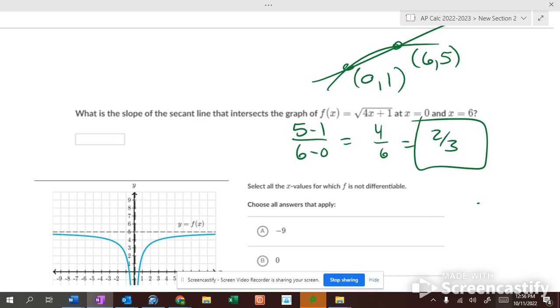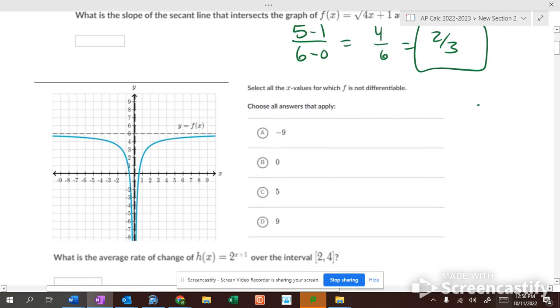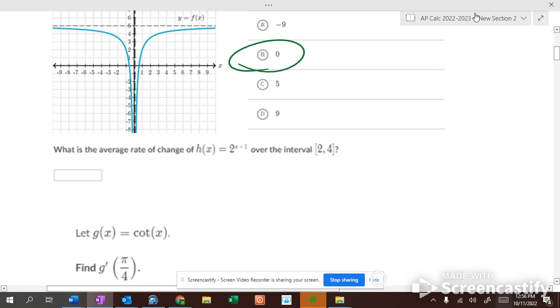Okay? Okay. Any points where that's not differentiable? 0. It's not differentiable because there's an asymptote there. It's discontinuous. And where it's discontinuous, it's not differentiable. All right.